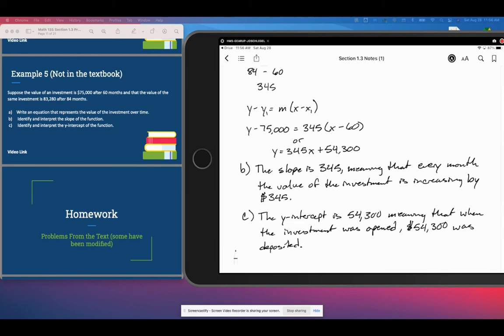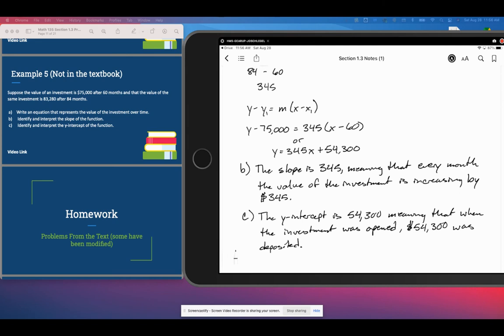Okay, so for part B and part C here, the slope is 345, which means that every month the value of the investment is increasing by $345. And so this person or company is basically making $345 every month for doing nothing.